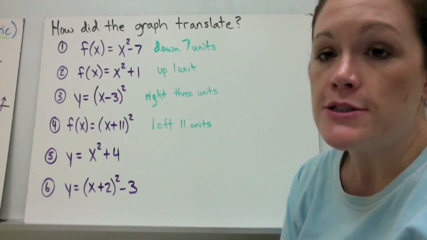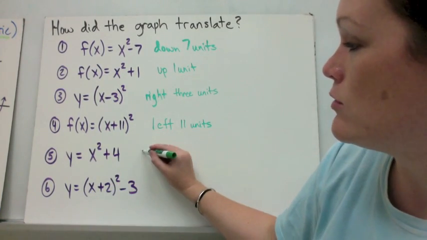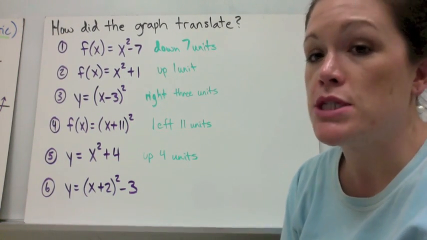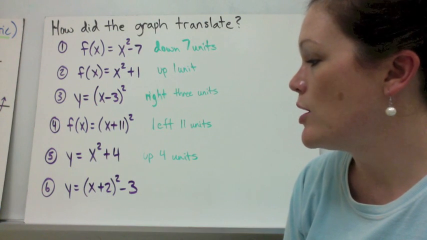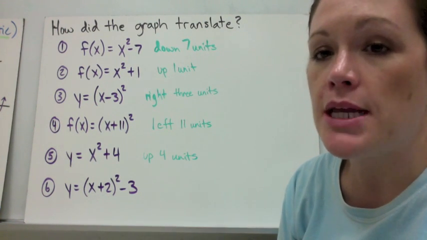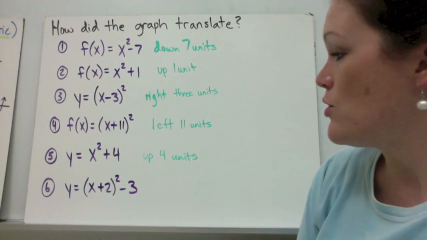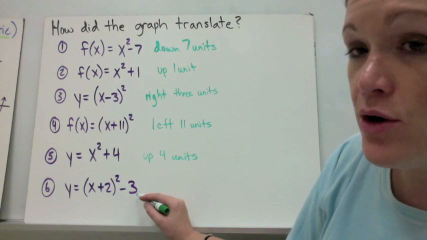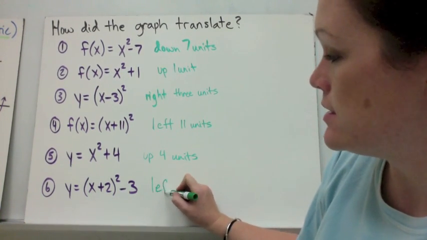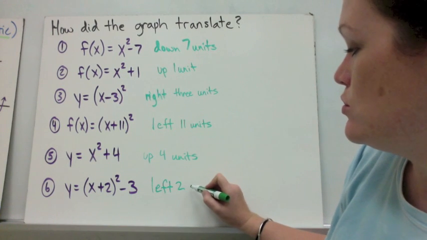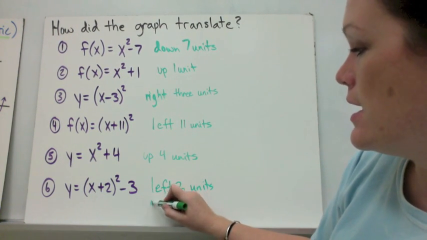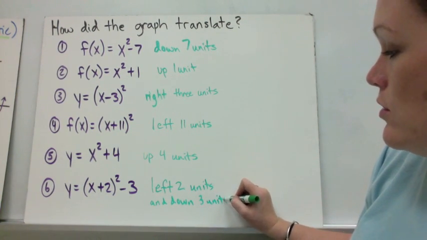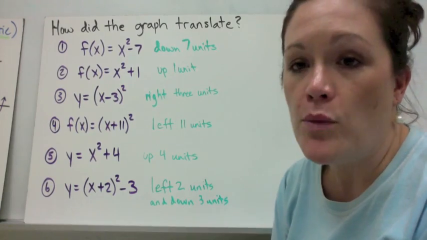Now we have x squared plus 4. The plus 4 back here would mean we go up 4 units, and then I threw in this extra example number 6. Here we have x plus 2 squared minus 3. So this would be a combination. This is something you might see down the road. This would be to the left 2 and down 3. So it has 2 translations. It translated left 2 units and down 3 units. So sometimes you could see a combo.